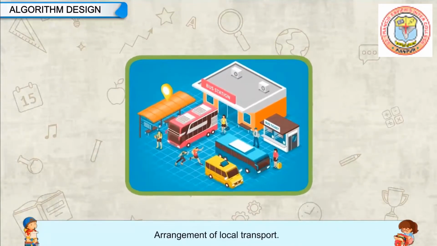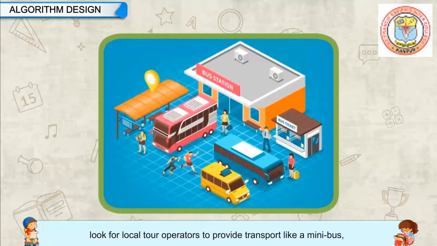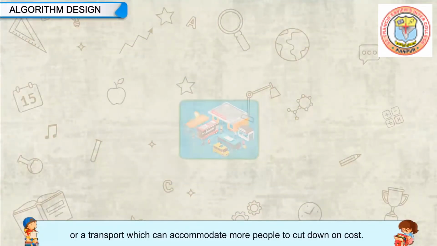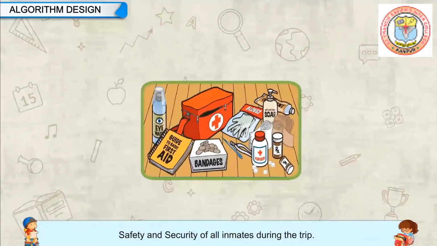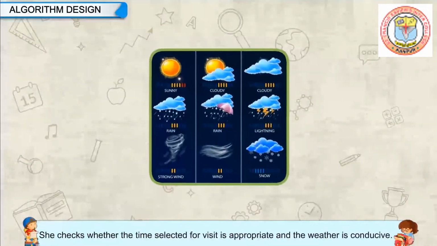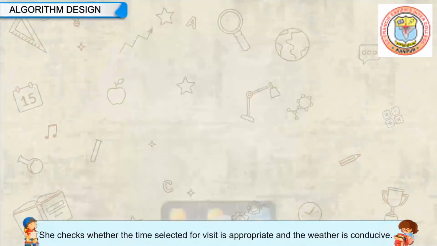Arrangement of local transport: to look for local tour operators to provide transport like a mini bus or a transport which can accommodate more people to cut down on cost. Safety and security of all inmates during the trip. She checks whether the time selected for the visit is appropriate and the weather is conducive.